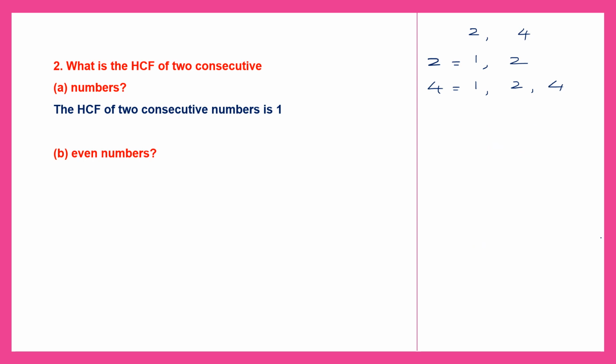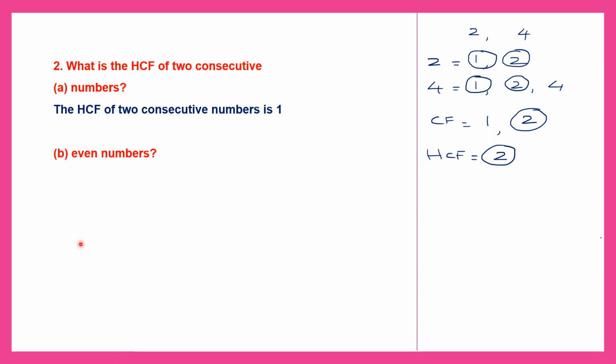Now here let's pick out the common factors. I can see 1 here that's common. So let me write 1. Then we can also see 2 that's common. So 1 and 2 are common. Now in this, pick out the highest number. Which is the highest number? 2 is the highest number. So 2 is the highest common factor.